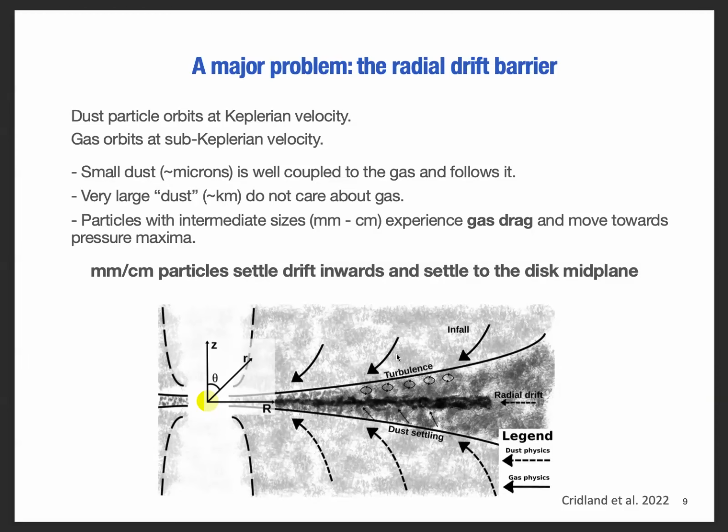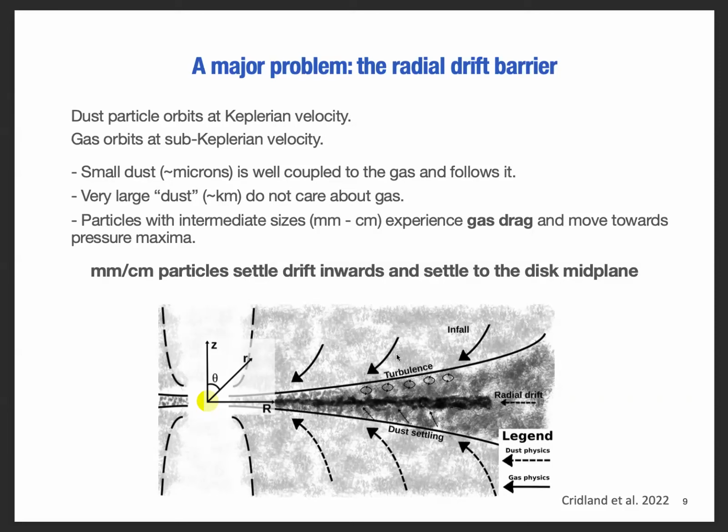So if you're a very, very small dust particle, you're just completely coupled to the gas. You will orbit at sub-Keplerian velocities. If you're a very large dust particle, a kilometer in size, I don't know if you would call that a dust particle, but you just don't care about the gas. You just go at Keplerian velocities.